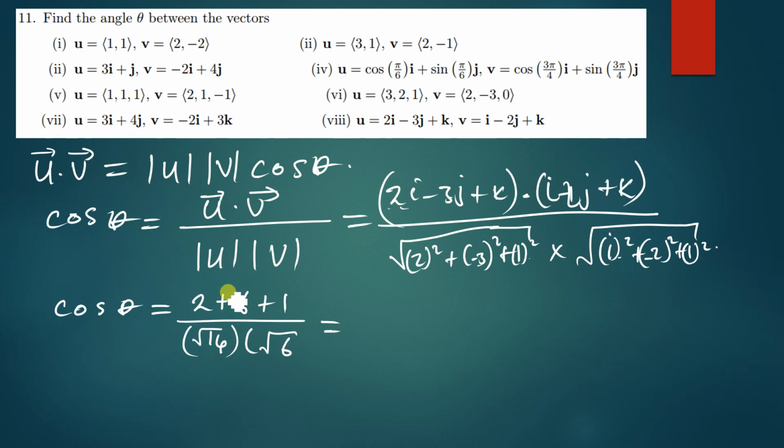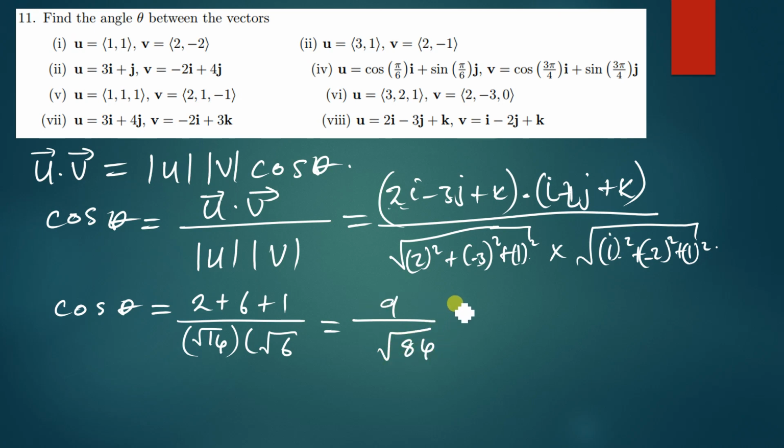So simplifying this, it's going to give us 2 plus 6, that's 8, plus 1, we have 9, and then everything divided by 14 times 6. Yeah, so we have 14 times 6, which gives us what? 84. So we have the square root of 84. Right. So after finding that, we can now see if this is a special angle.